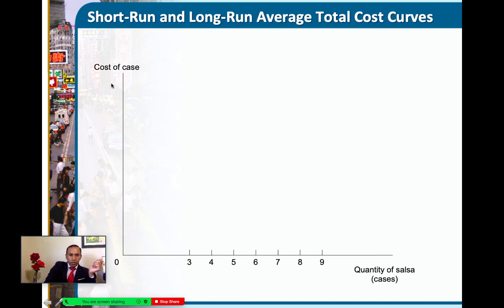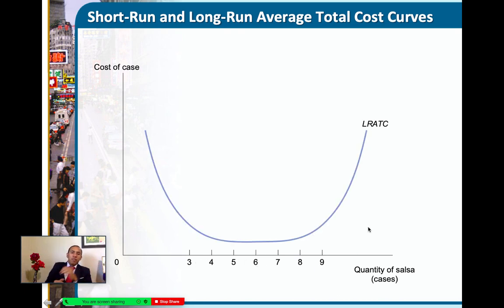We have the cost of production of salsa from 0 to 1,000 or so on, and then we can produce 3 units, 4 units, 5 units, 6 units, 7 units, 8 units, 9 units. So this is a short-term, long-term effect. In the short run, you can produce 3 units, and in the long run, you can produce 9, or vice versa. If you're already operating in long-term capabilities, you can produce 3, 5, or 8.